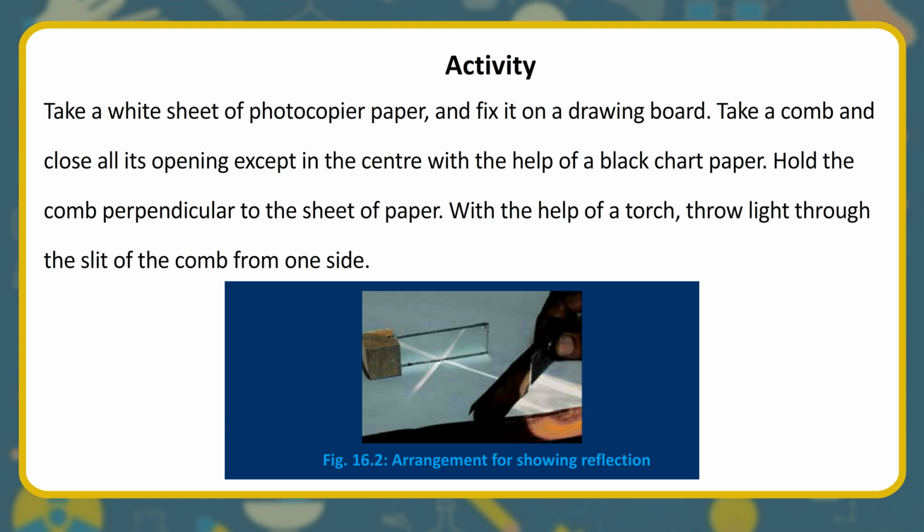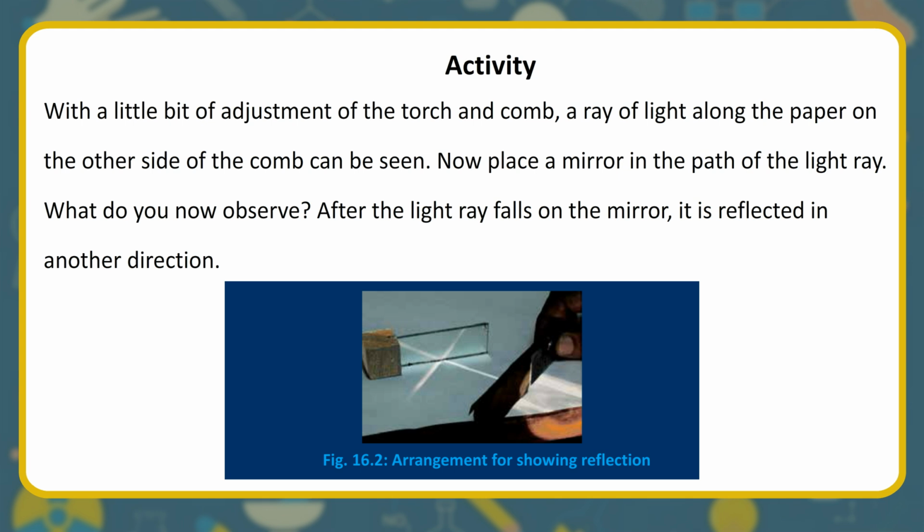Activity. Take a white sheet of photocopier paper and fix it on a drawing board. Take a comb and close all its openings except in the center with the help of a black chart paper. Hold the comb perpendicular to the sheet of paper. With the help of a torch, throw light through the slit of the comb from one side. With a little bit of adjustment of the torch and comb, a ray of light along the paper on the other side of the comb can be seen.